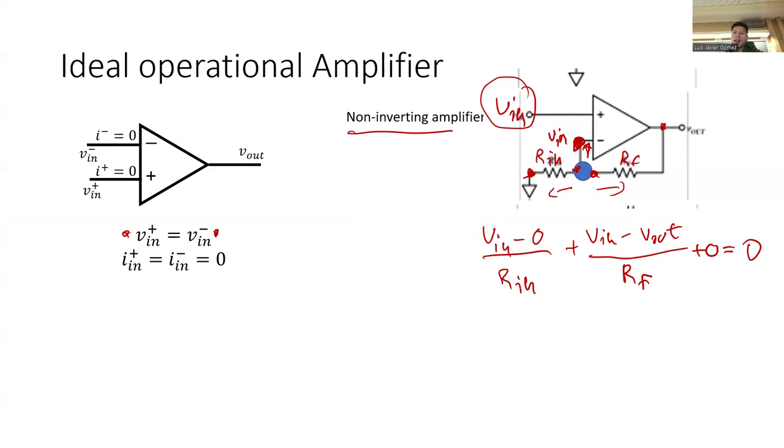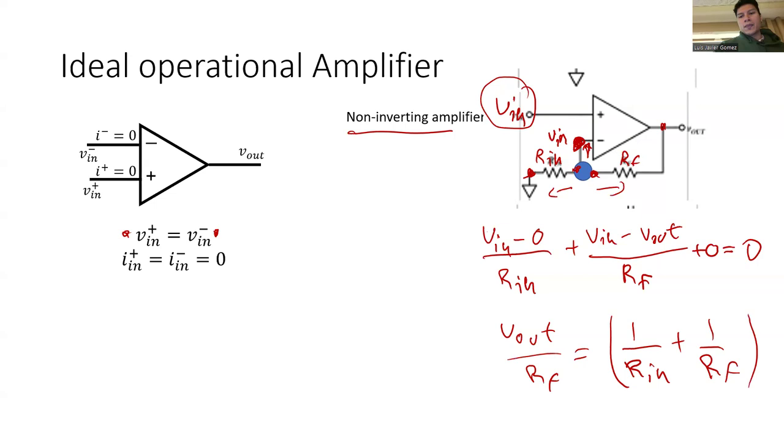Now we can find the gain, which is Vout over Rf equals one over Rin plus one over Rf times Vin. Oh yeah, non-inverting. Okay, good. Then we get that this is equal to Rf over Rin plus one, times Vin, equals Vout. So the gain of the circuit is just Rf over Rin plus one.